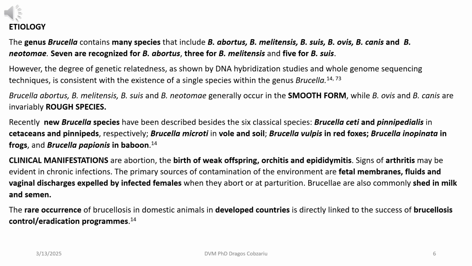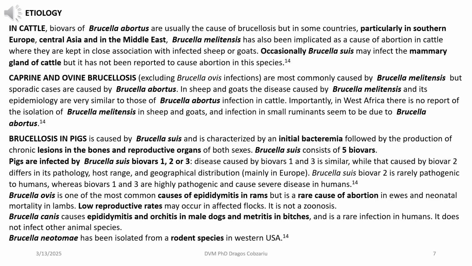The rare occurrence of brucellosis in domestic animals in developed countries is directly linked to the success of brucellosis control and eradication programs. In cattle, biovars of Brucella abortus are usually the cause of brucellosis, but in some countries, particularly in southern Europe, Central Asia and in the Middle East, Brucella melitensis has also been implicated as a cause of abortion in cattle where they are kept in close association with infected sheep or goats. Occasionally Brucella suis may infect the mammary gland of cattle, but it has not been reported to cause abortion in this species.